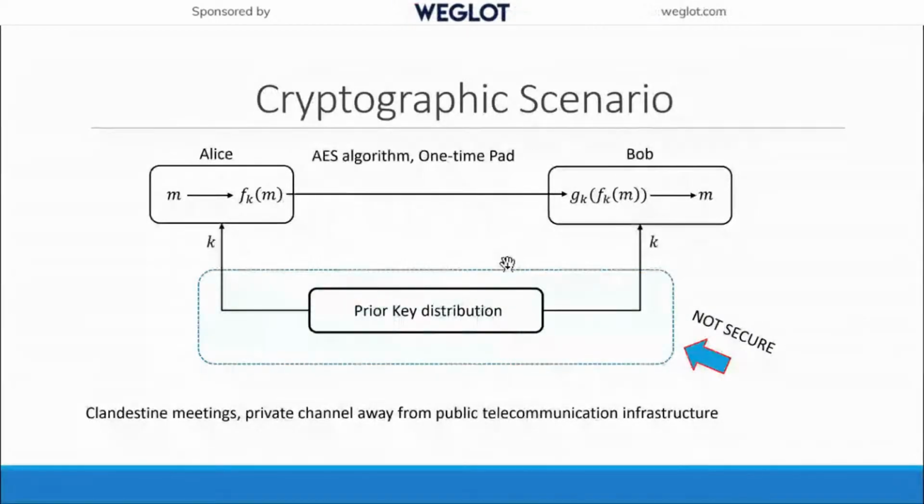But this is not a secure thing to do. Only if you are in a clandestine meeting, like in a very dark room where nobody else is near, can you exchange this key with your partner that you need to communicate with later. Or if you can build a private channel away from any public telecommunication infrastructure, which could be very expensive to do.